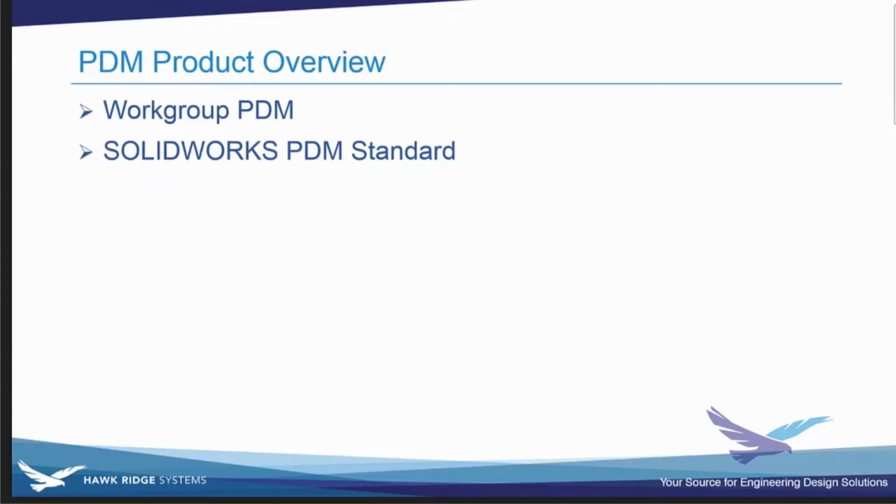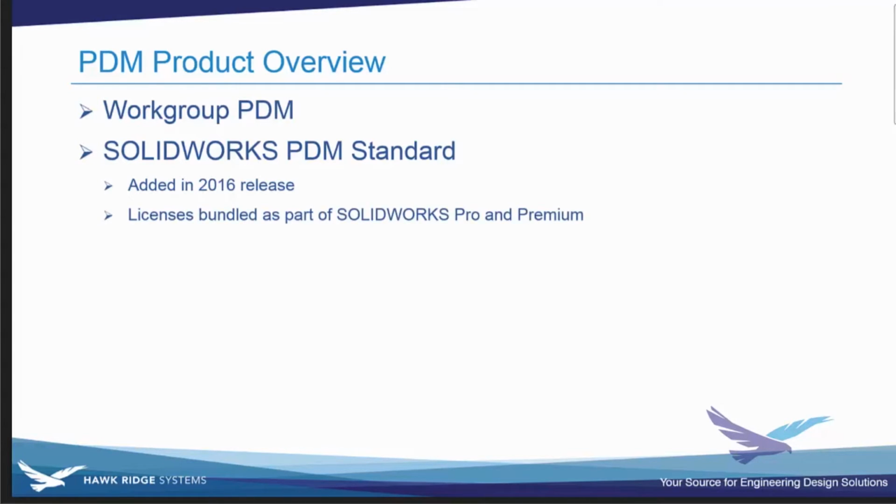So the first one is SOLIDWORKS PDM Standard, and this was released as part of the 2016 SOLIDWORKS release. This is intended as the default replacement for Workgroup PDM because licenses come bundled as part of your SOLIDWORKS Pro and Premium seats that you might already have. So you'll have those licenses by default if you have Pro and Premium seats.